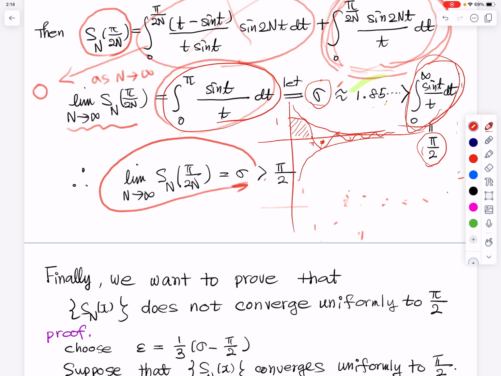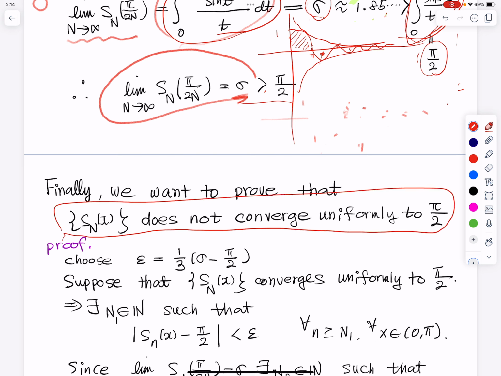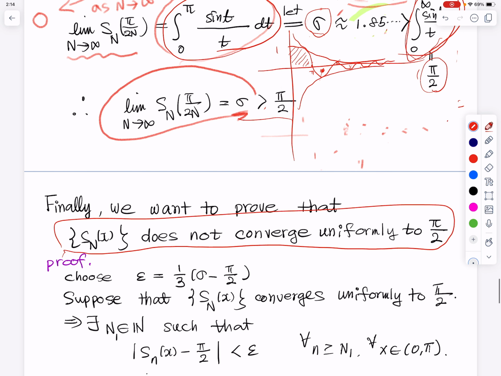Then in complex analysis, by using a residue integral, you can actually compute this one to be pi over 2. So I got the pi over 2. That implies that S_n(x) does not converge uniformly to pi over 2.